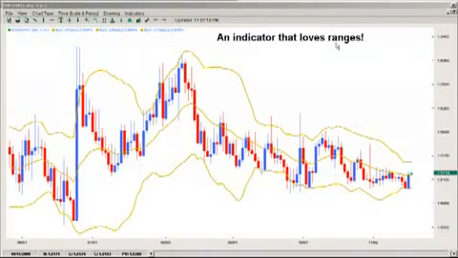An indicator that loves ranges. And what do I mean by that? What's a range? A range is when you don't have something definitively heading upward or definitively heading downward. So we're not really making distinct highs going from the lower left to the upper right of the chart. We're not making distinct lows coming from the upper left to the lower right of the chart. We're somewhat sideways. Now, I don't mean exactly sideways. In other words, there's a mild downward slope to this, but it's very calm and rangy on this Euro-Swiss daily chart.